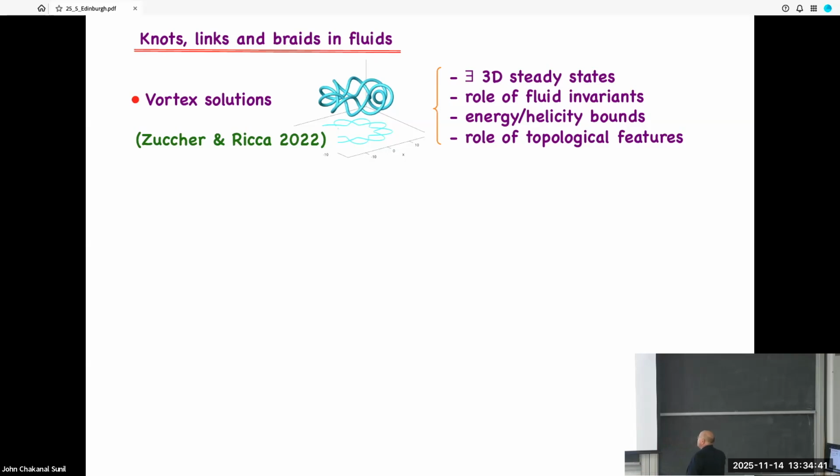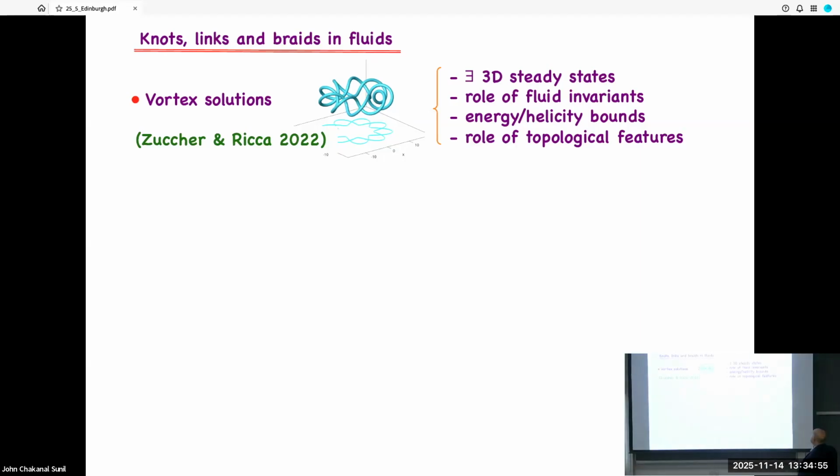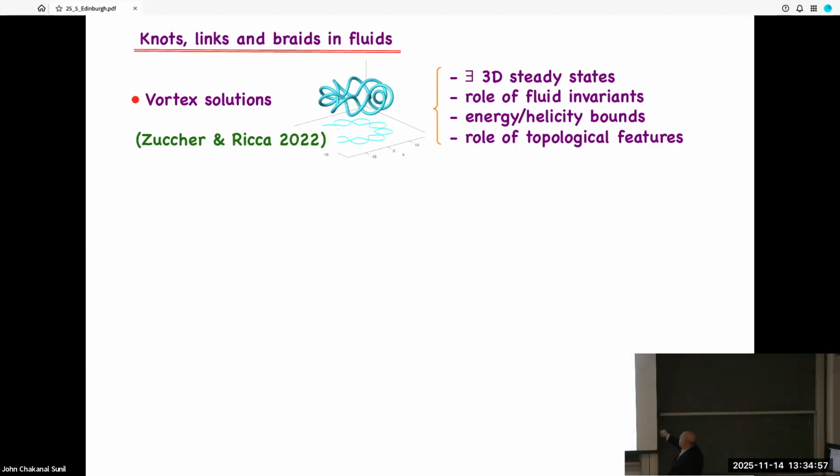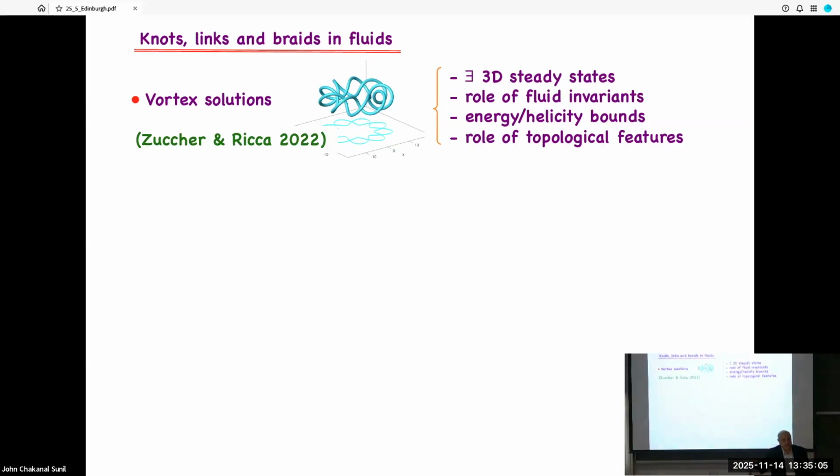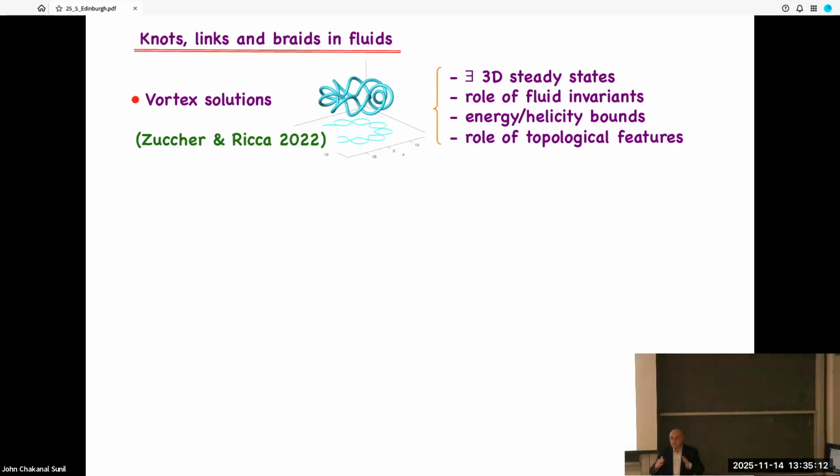Now, just a slide on what's going on in areas I know best. And so these are vortex solutions. As I mentioned, it is a very hard problem to find existence of 3D steady states in Euler flows, with energy and helicity bounds. Now you see invariance and topological features, invariance from dynamics and or integrable systems, and invariance in topology. Is there any relation between the two? Open question still, but very interesting.